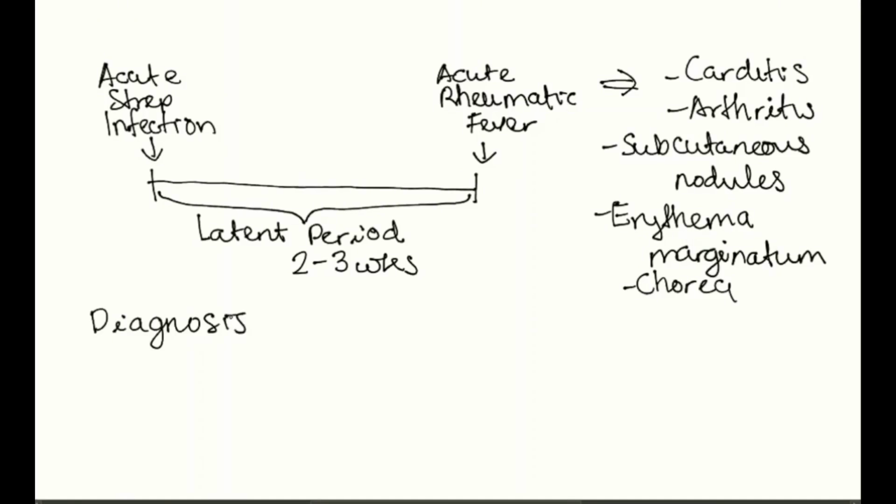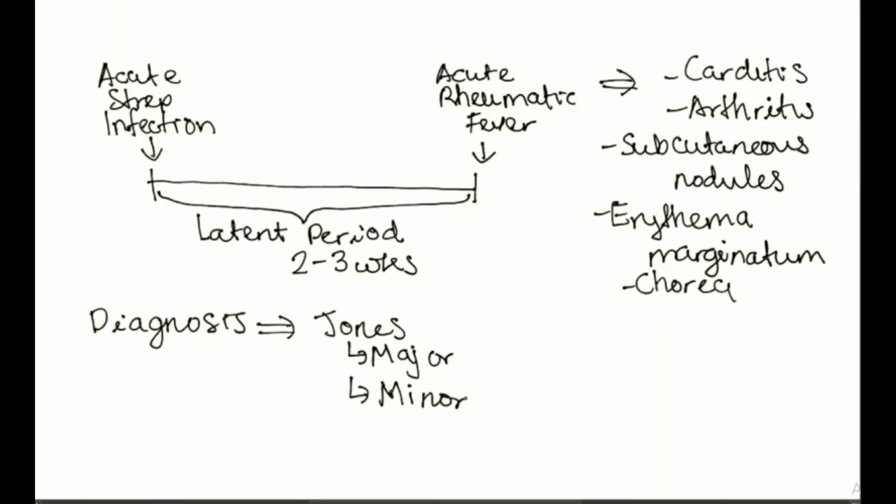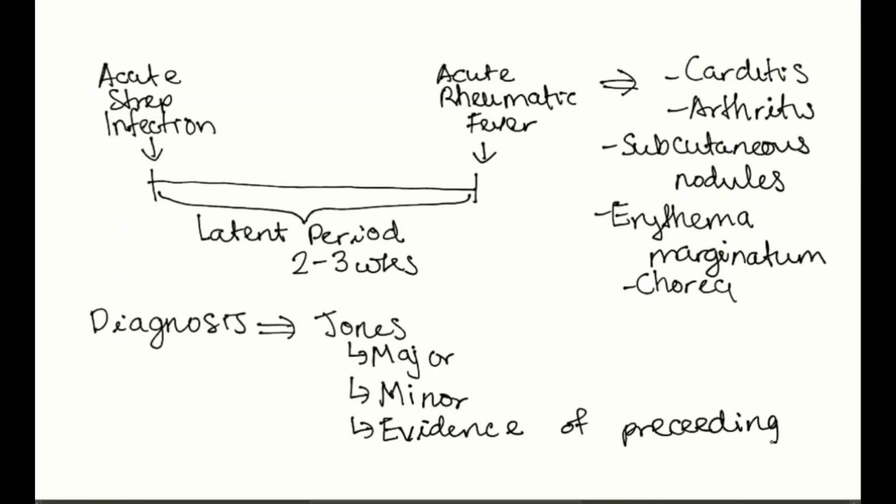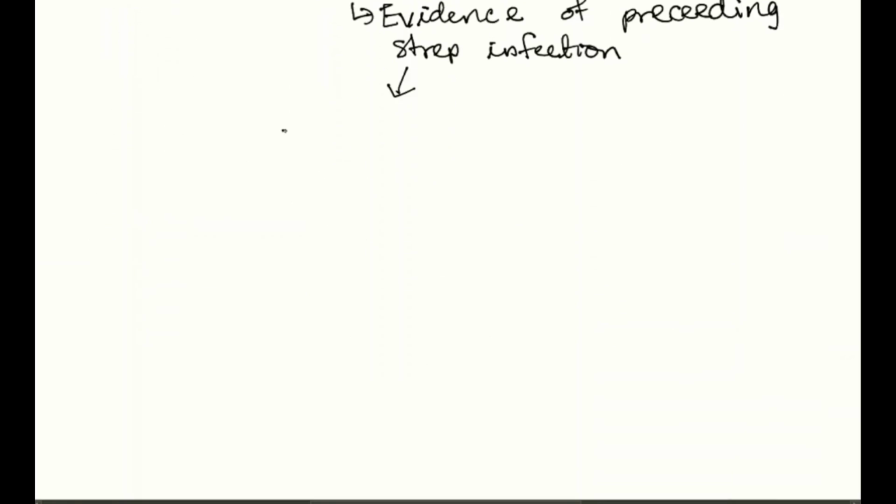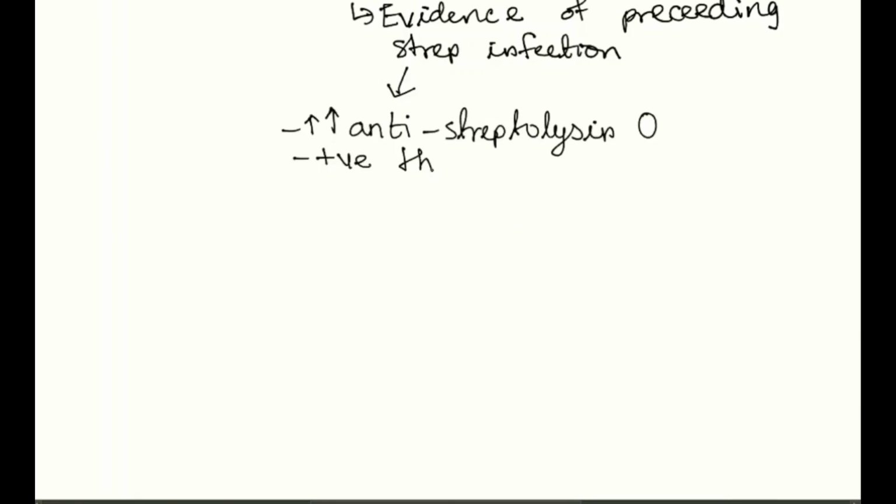To make a diagnosis of acute rheumatic fever, there is no singular test that is done. However, the Jones criteria is used. It is divided into major and minor criteria. It also requires evidence of a preceding strep infection. Evidence of a preceding strep infection could be a rise in anti-streptolysin O titer, a positive throat culture, or an elevated anti-DNase B. There are 5 items under the major criteria.